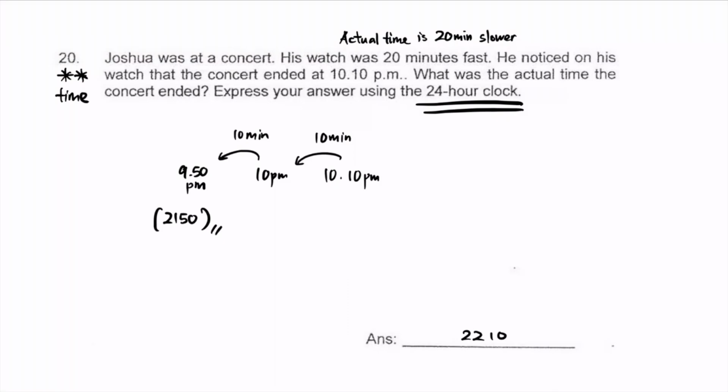And here we have a question involving time. Joshua was at a concert. His watch was 20 minutes fast. Well, that's another way of saying the actual time was 20 minutes slower. So you notice that it ended at 10:10 p.m. This is on his watch, which in reality is 20 minutes fast. So for the actual time when the concert ended, we need to go back 20 minutes. Right, it's actually slower. So we're gonna go back 10, so that's 10 p.m. Go back another 10, that's 9:50 p.m.